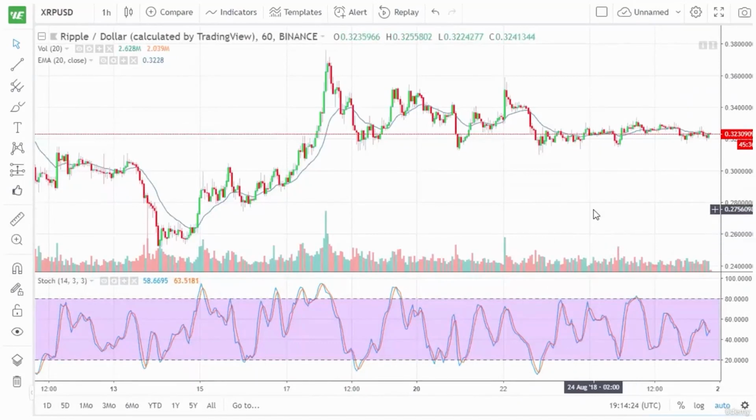Over here in the Ripple hourly chart, I have 2 indicators on the chart. I have the stochastic oscillator on the bottom, and I have the 20 EMA on the chart.